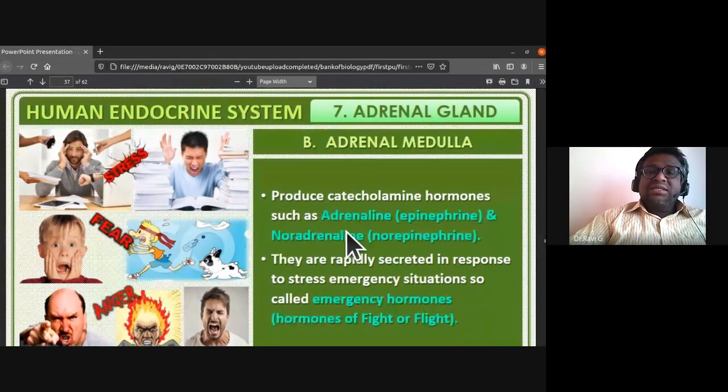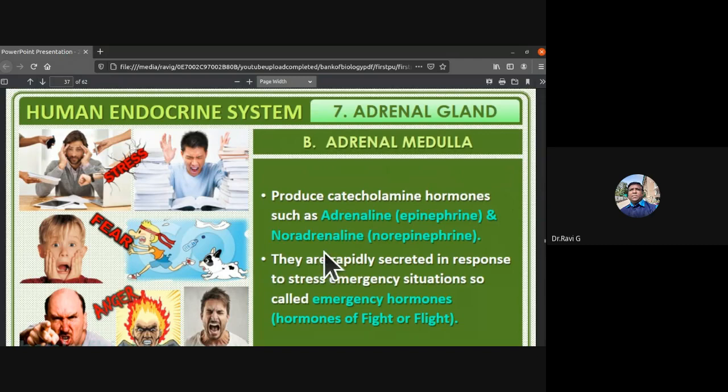The next is the adrenal cortex. We have studied the outer part of the adrenal gland. The inner part of the adrenal gland is the adrenal medulla. They are going to produce catecholamine hormones. You can also remember it as catecholamine hormones. They are produced by this adrenal medulla, such as adrenaline or epinephrine and noradrenaline or norepinephrine.